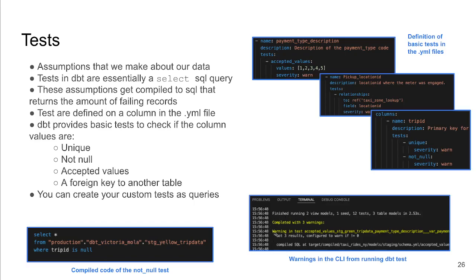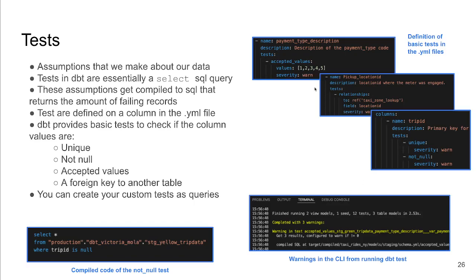Like here, we can see that there was a warning in this test, and there are 3 results that are not following the assumptions that we made about this data. The tests are being defined in the YAML file under the column name. And DBT is going to provide us 4 basic tests that we could add to our columns to check if those values are unique, not null, within accepted values, or a foreign key to another table.